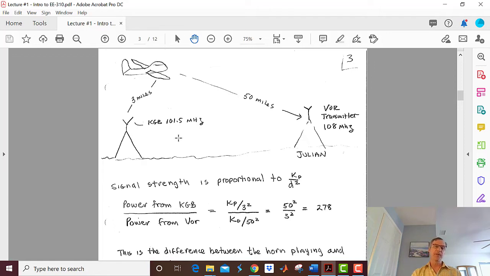The more customers they can reach, the more money they get for their advertisements. So KGB here is putting out as much power as the FCC allows it to. However, this little transmitting station here in Julian is only putting out about 15 watts. Very, very weak signal. So this airplane is getting blasted by KGB, and it's only getting a tiny little signal from the navigation tower that's actually responsible for the safety of the passengers on that airplane.